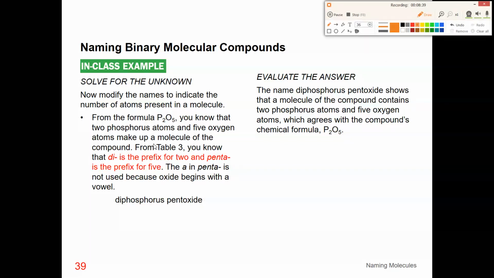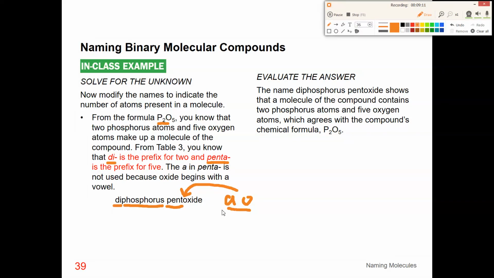Right? If you check the table, 2 uses di, like double. It's di. 5 is penta. So we just add those prefixes into the name. So it's di, phosphorus. It's 2 parts. Di is a prefix meaning 2. Phosphorus, and penta, so A and O, you don't need the A. You can simplify, just omit the A in this case, because you don't need 2 vowels.